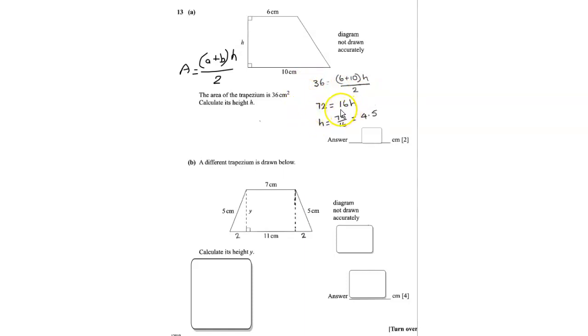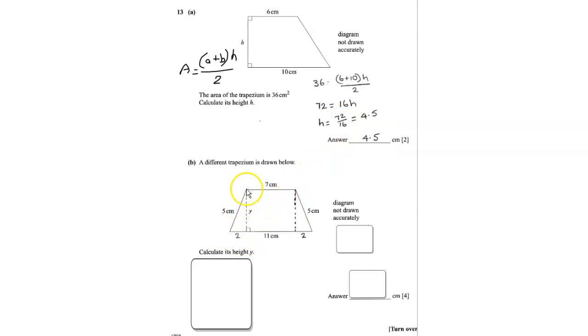And then we divide by 16 both sides, so 16 disappears from the h here, and we have 72 divided by 16, which is equal to 4.5. So the height would be 4.5 centimeters.